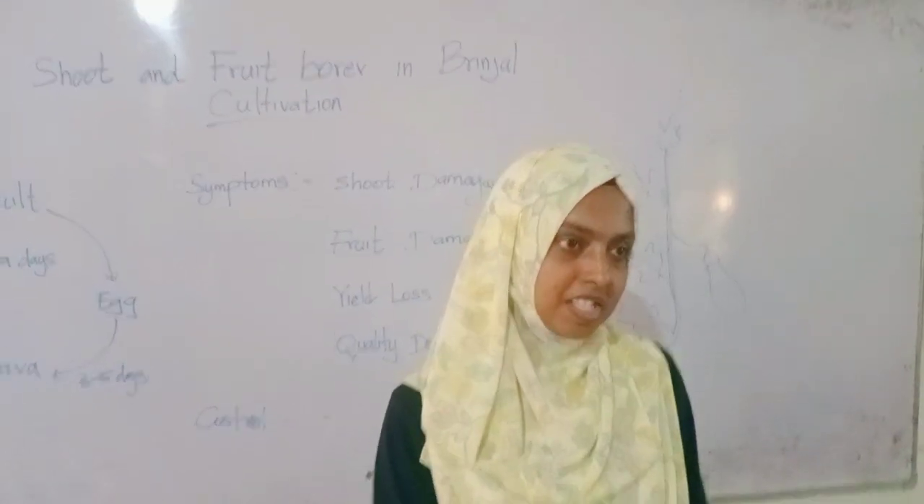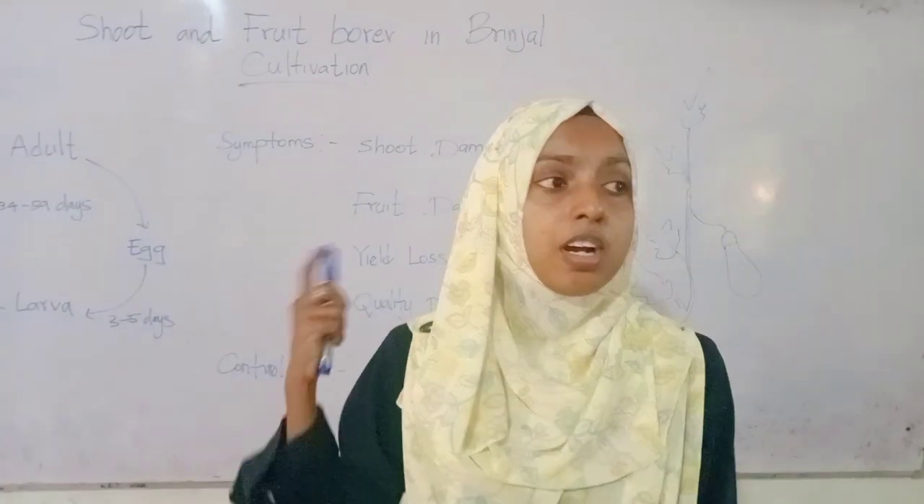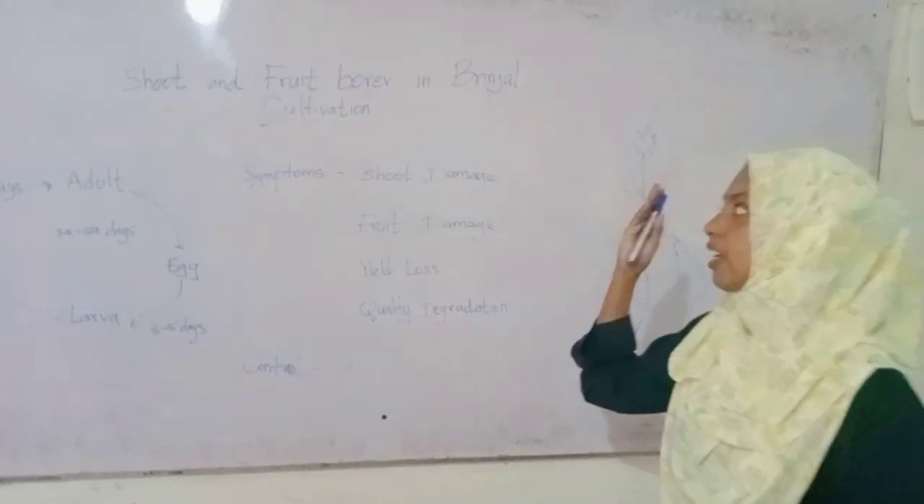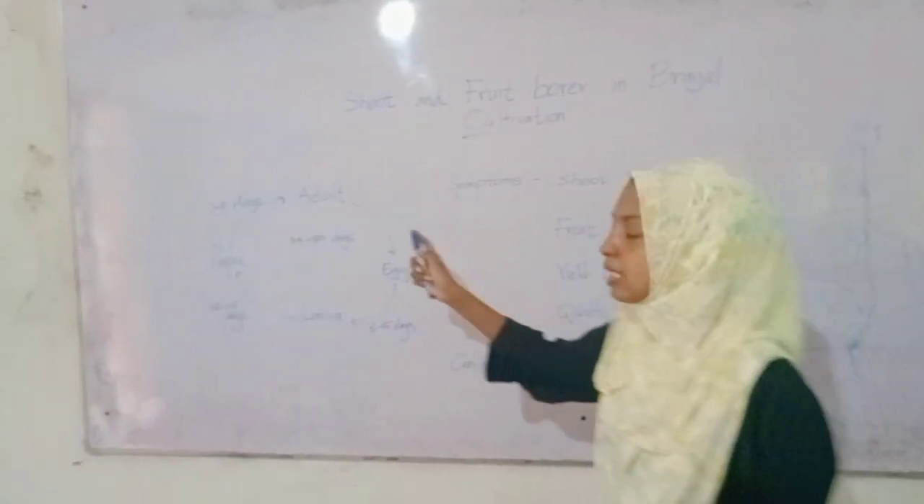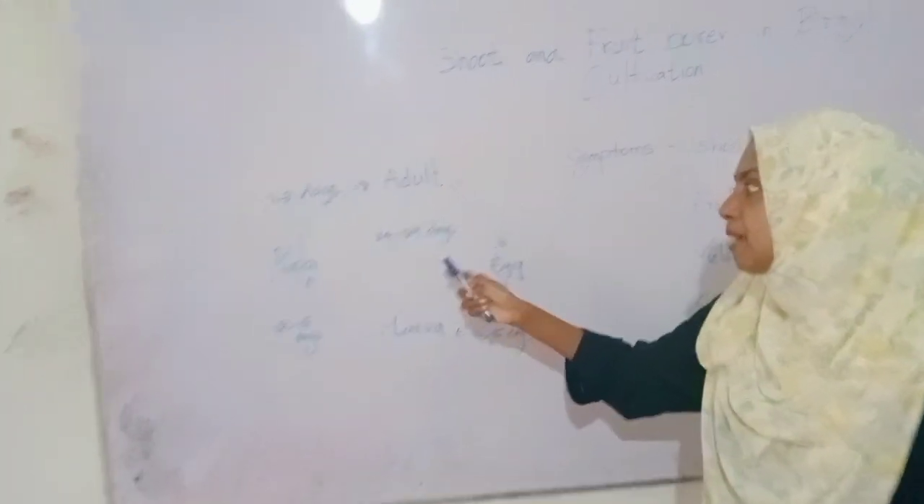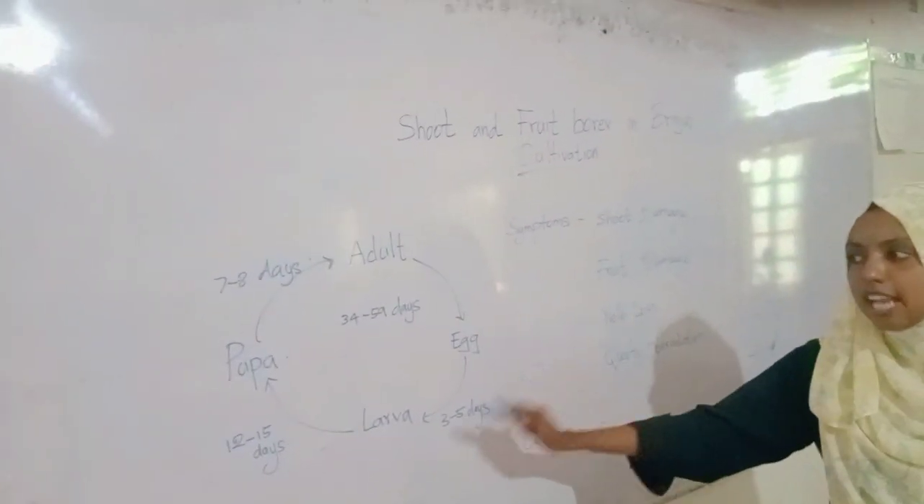Hello everyone, I am Giza Mabano from Akrepattu. I am going to tell you about shoot and fruit borer in brinjal cultivation. Shoot and fruit borer has a complete life cycle. Complete means it has four stages: adult, egg, larva and pupa.